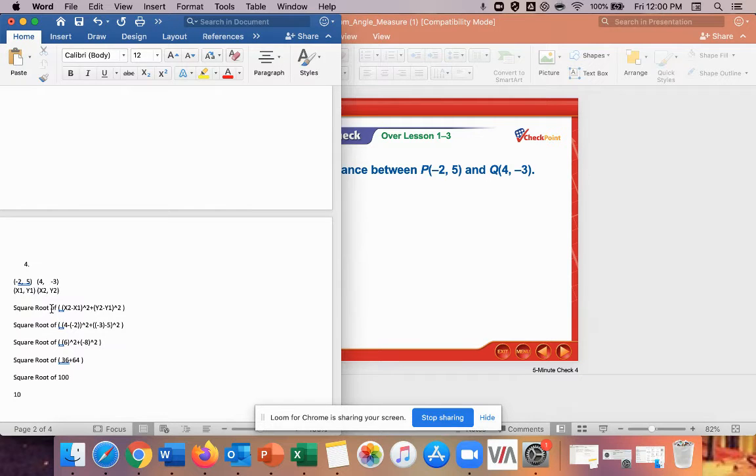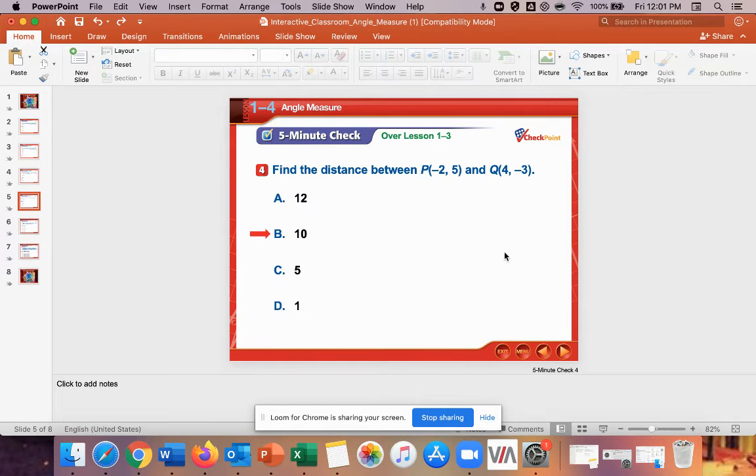Then I sub in my numbers. The x2 is going to be 4. The x1 is going to be -2. The y2 is going to be -3. And the y1 was 5. 4 minus -2 is 6. -3 minus 5 is going to be -8. 6 squared is going to be 36. -8 squared is going to be 64. 36 plus 64 is 100. And the square root of 100 is 10. Hopefully you managed to get 10 as the correct answer.